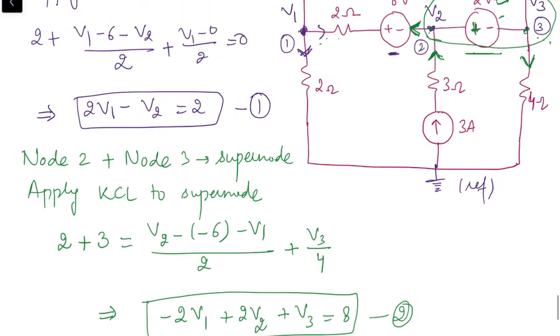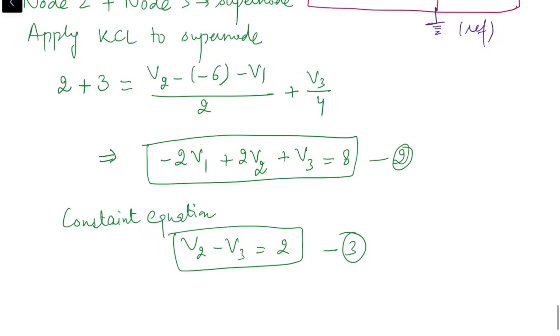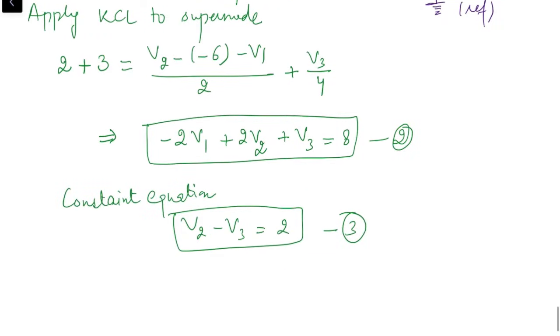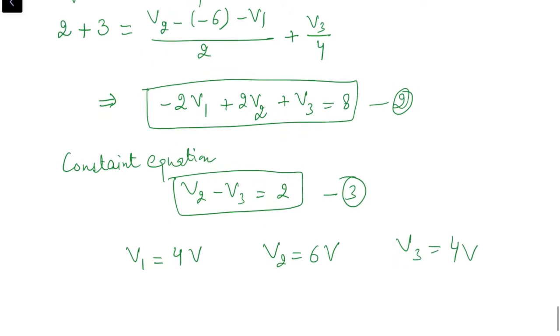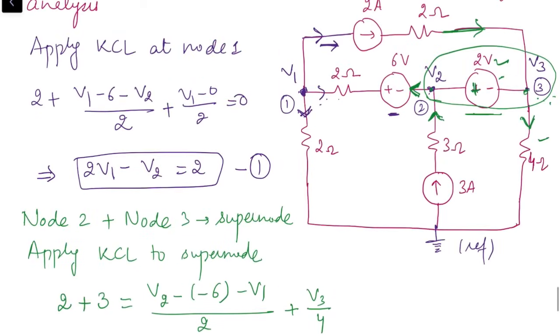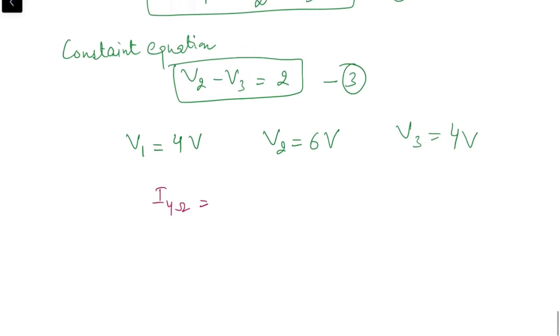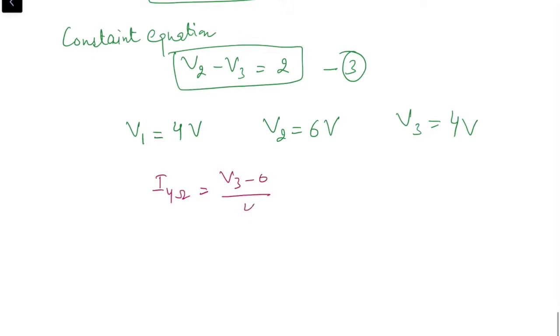Now we have to find out the current through 4 ohm resistance. For that we need the value of V3. So let's find out the value of all the voltages. The simultaneous solution of these three equations will give us the value V1 as 4 volts, V2 6 volts, V3 4 volts. Current through 4 ohm resistance, I4 ohm, is (V3 minus 0) by 4, so 4 by 4, it's 1 ampere.